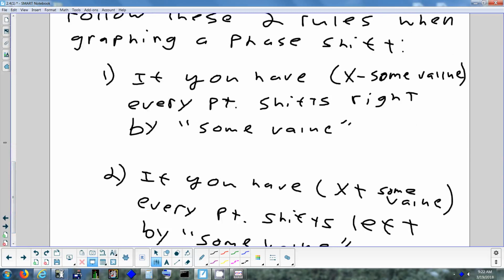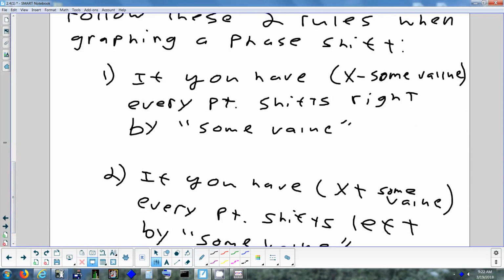Okay. Not necessarily intuitive, right? A lot of people, I bet, thought positive goes to the right because that's how you think on a number line. Well, when you do a phase shift, it's the opposite of what you would think. And that's something that'll usually trip people up on the test. They'll forget to do the opposite.